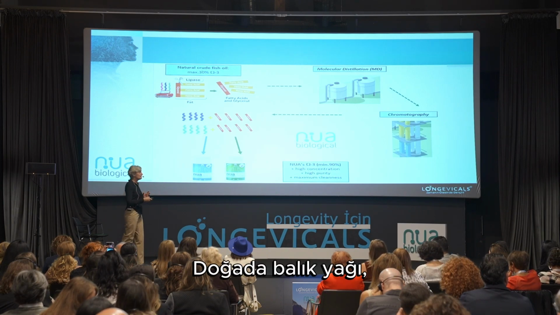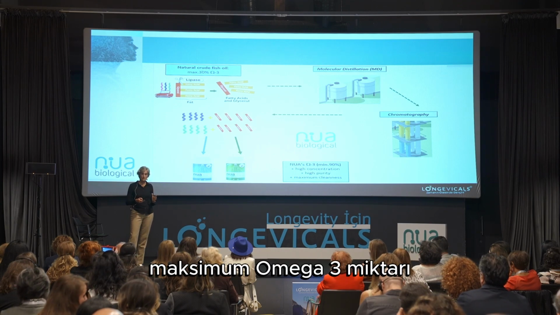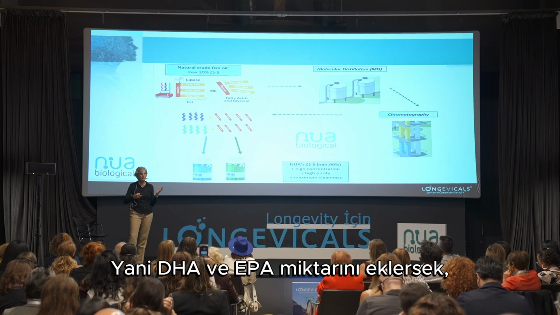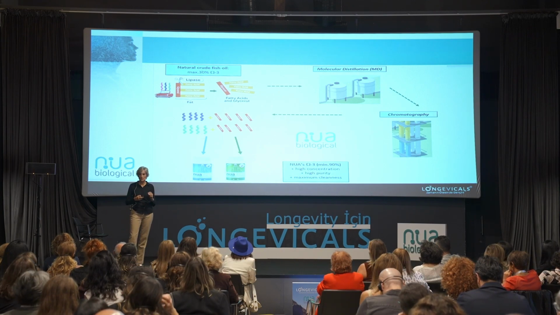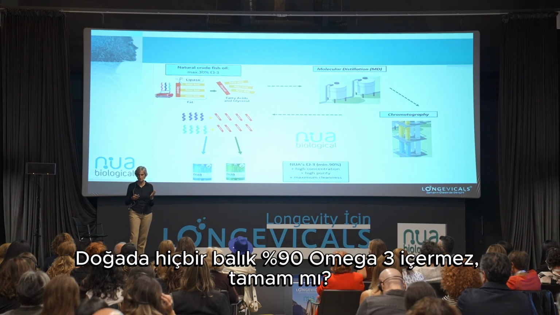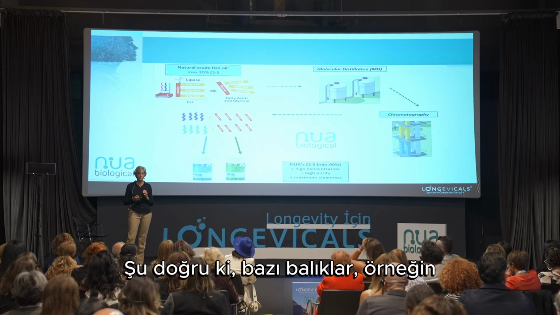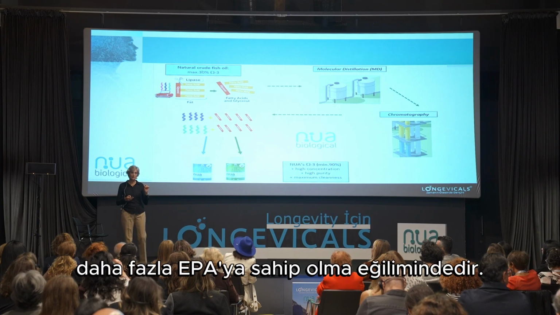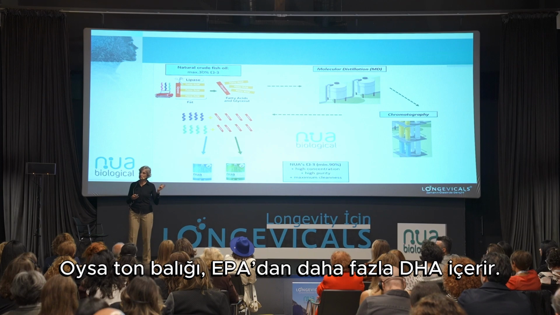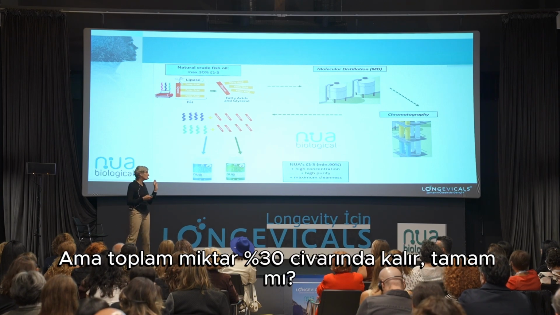But anyway, in nature, fish oil, the maximum amount of omega-3 they can accumulate in their fat is 30%. So if we add the amount of DHA and EPA, maximum omega-3 in nature, 30%. In nature, no fish has 90% omega-3. Okay, that's not the case. It is true that some fish, like for example anchovies, in their oil, they tend to have more EPA than DHA, whilst tuna fish tends to have a bit more DHA than EPA. So that's true. But the total amount will add up around about 30%.